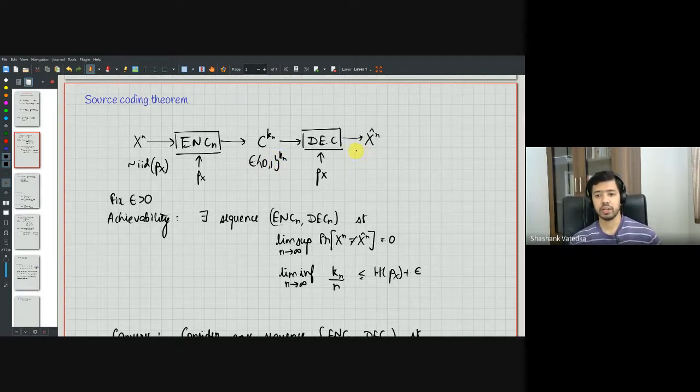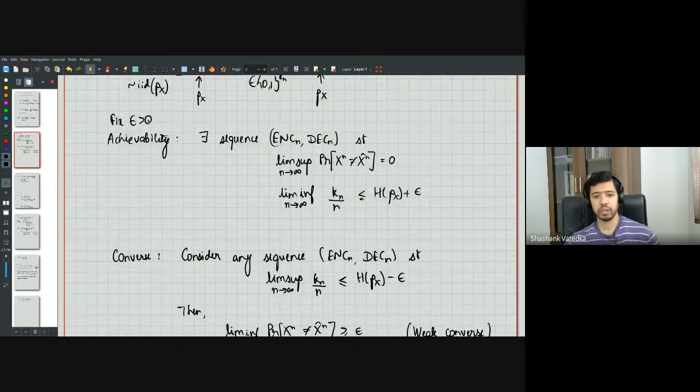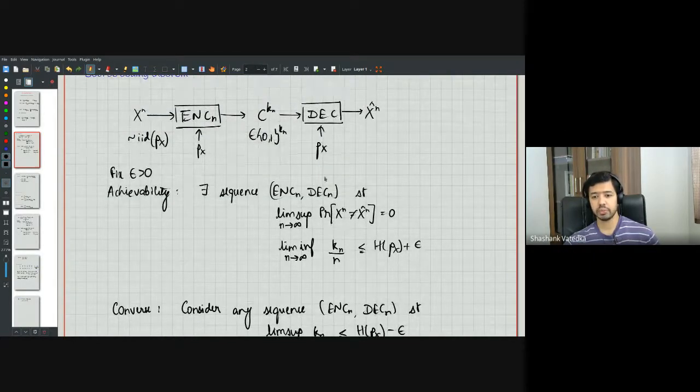Kn, and in addition, the decompressor should be able to recover xn with an arbitrarily small probability of error. Right? So that is the source coding problem. And Shannon's source coding theorem says that if xn is IID distributed according to px, then for every epsilon greater than 0, we can find a sequence of compressors and decompressors such that the probability of error is vanishing in n, and the rate, which is kn over n, is asymptotically close to the entropy.